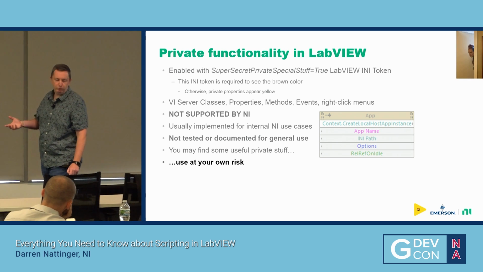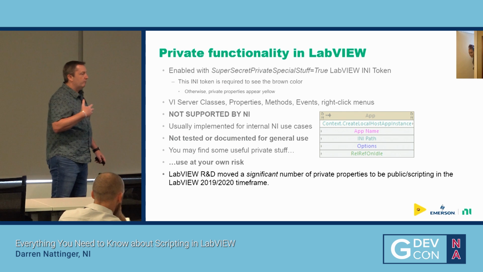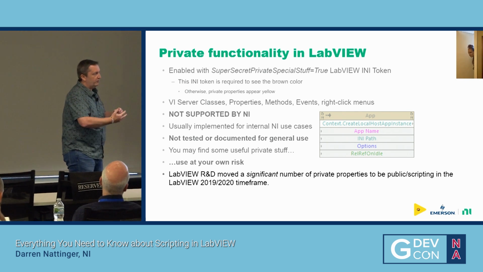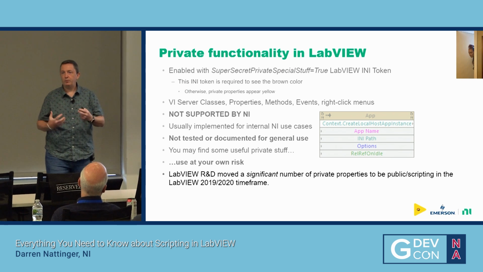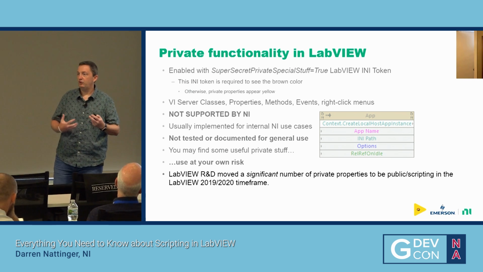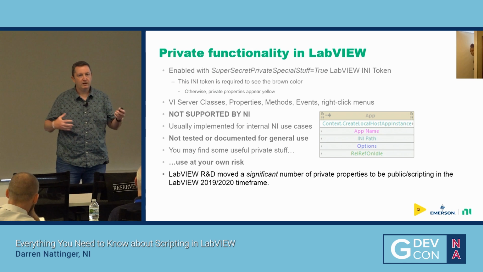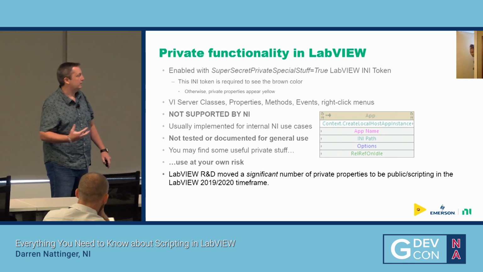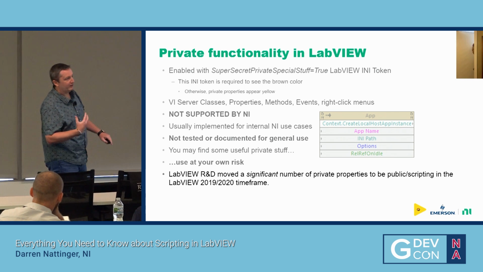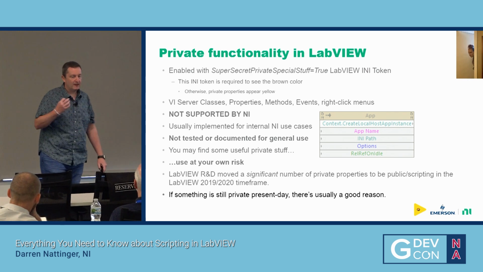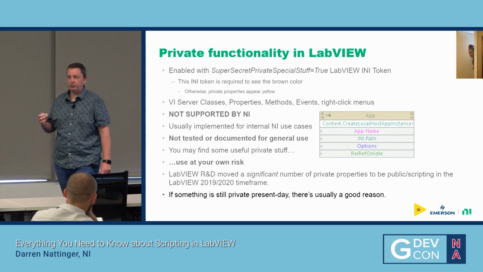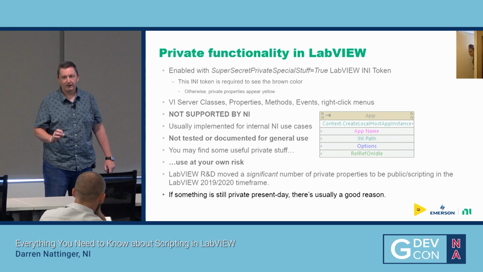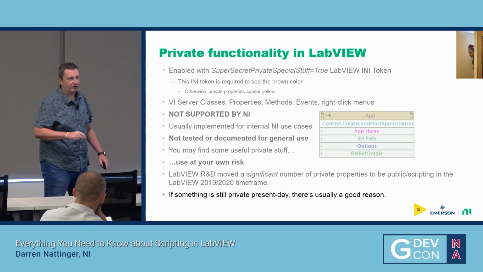Now, a couple years ago, well, maybe more than a couple at this point, back in the LabVIEW 2019 and 2020 timeframe, LabVIEW R&D worked on basically shoring up a whole bunch of private properties and methods that we knew people were using out in the world to make them more useful for general use, to make them tested, to make them documented. We did a lot of that work back in the 2019, 2020 timeframe. If there's something that's still private present day, there's usually a very good reason that it is still private in LabVIEW at this point. Norm, you can ask me questions later, all right?